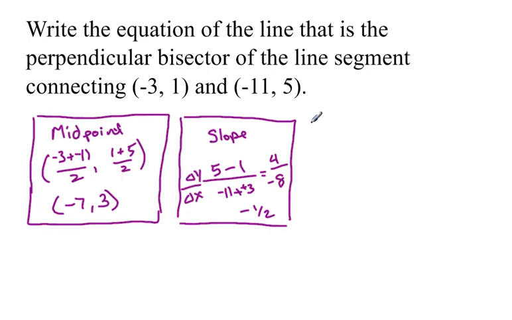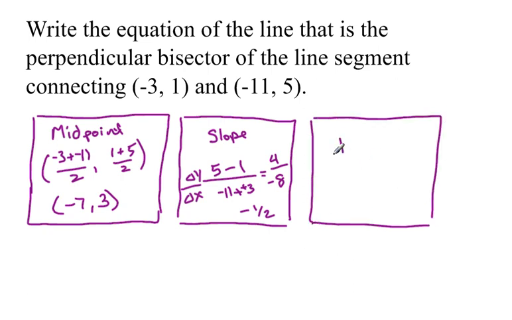is my slope. But then I'm interested here in the perpendicular slope. And all I need to do is take that negative 1/2 and flip it. So when I flip it, it becomes a positive 2 over 1, or simply 2.